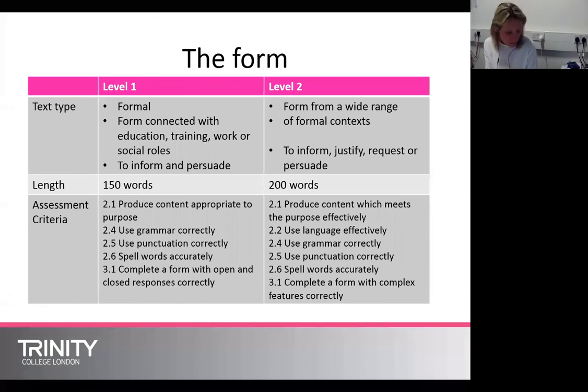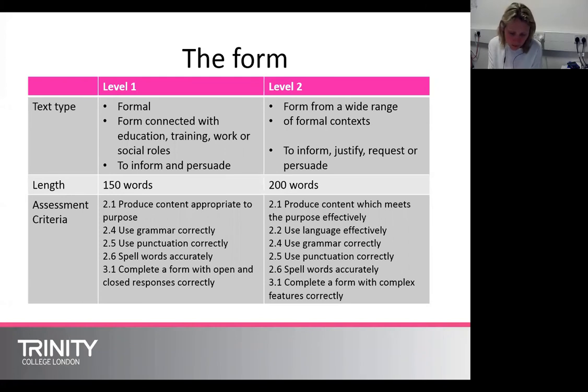So at level 1, 2.1, we're talking about content which meets the purpose effectively. So has the candidate included the right level of detail? Is the content relevant to the purpose? So does it inform, does it persuade? That's the kind of thing we would be looking at for 2.1.